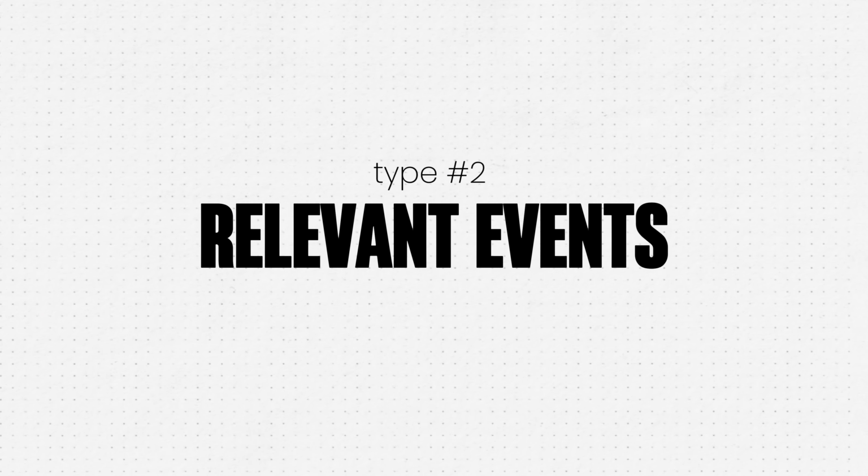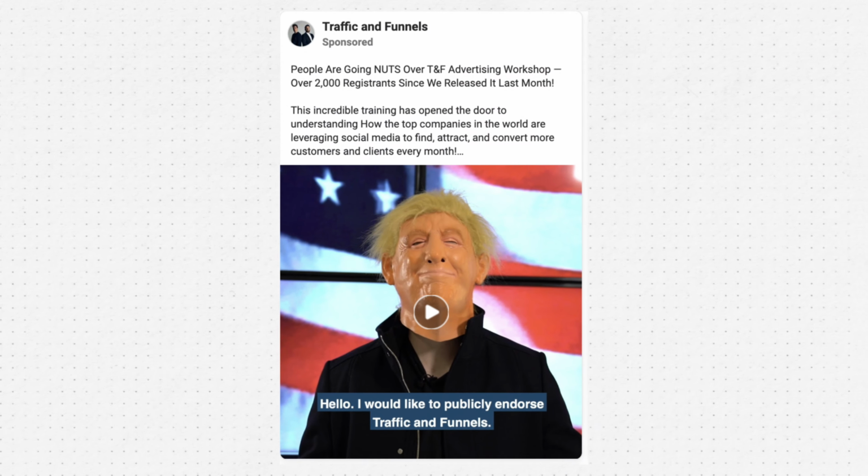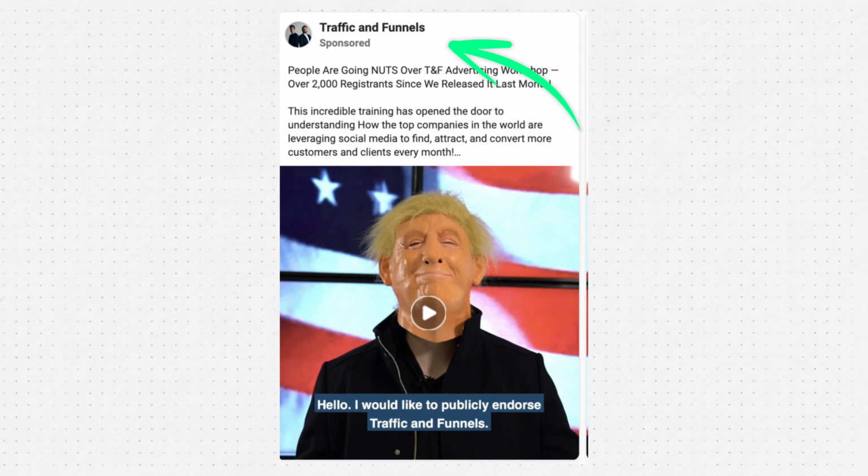The next ad I like to test is also combining a relevant event. So you see that we have elections now coming, and this is an ad I think from past elections. So Traffic and Funnels tends to run ads that are really good, and you should really watch out for them.